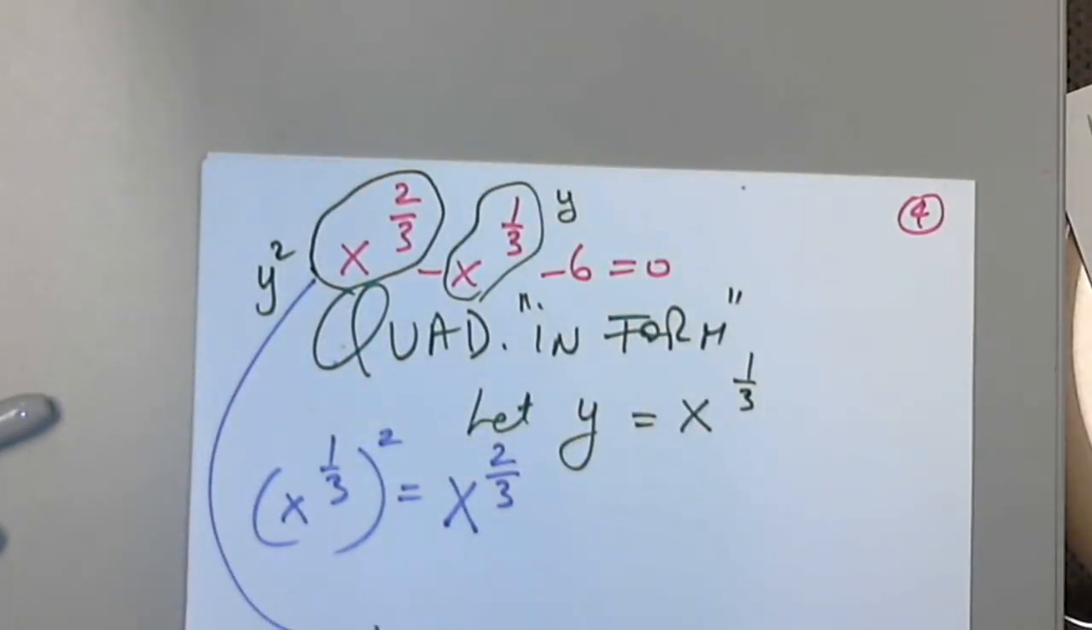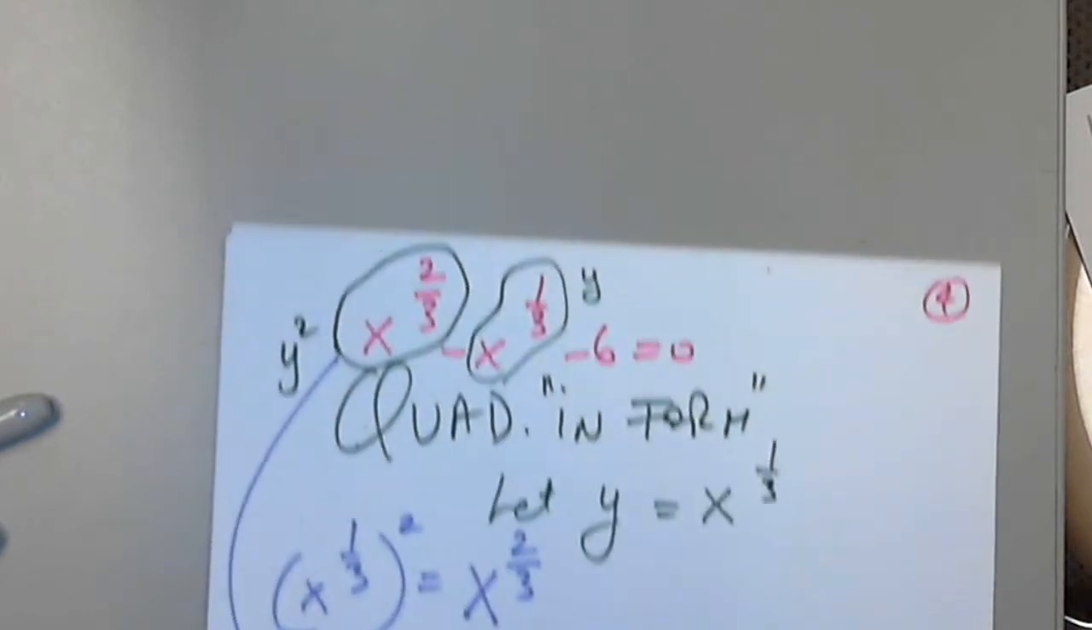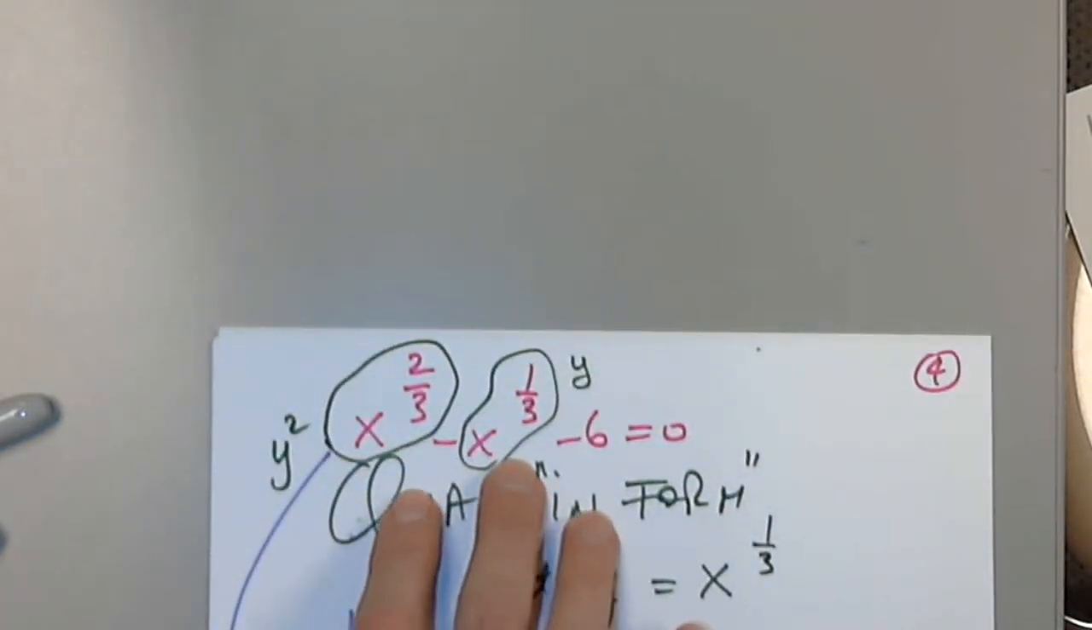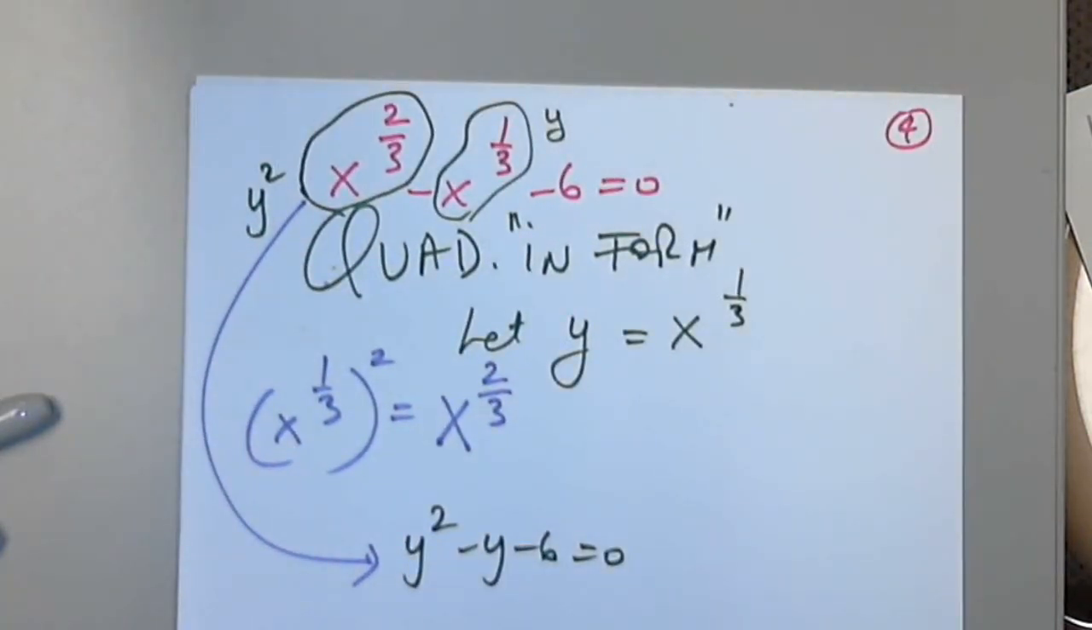So then, therefore, this equation can be changed into y squared minus y minus 6 equals 0. Yes. This, I have no difficulties factoring. This may be slightly more difficult to factor. Okay, how do I factor this? And of course, you don't have to factor if you don't want to. You can use the quadratic formula. But since it takes so little time to factor, I recommend factoring.